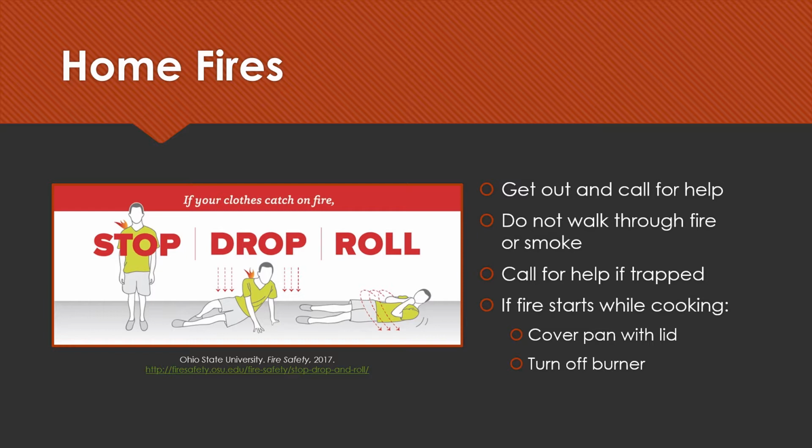If the home is on fire, get out and call for help. Do not go back inside for anyone or anything. Tell the firefighters if there are any pets in the home. Do not walk through fire or smoke areas. If the door handle is warm or hot, do not open it. If you must go through the smoke area, stay low to the ground.